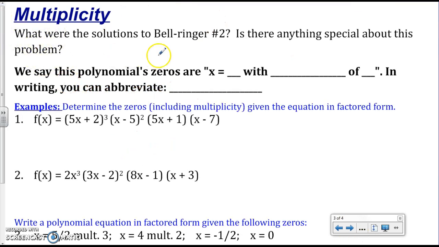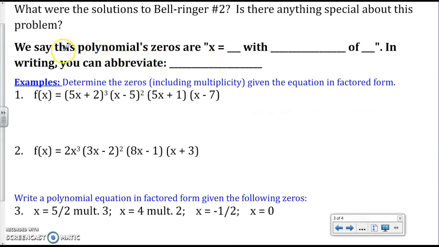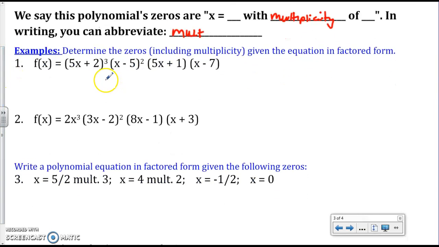Okay, so multiplicity. We say that the polynomial's zeros are x equals blank with a multiplicity of blank. Sorry if you can hear the breathing in the background. In writing, you can abbreviate that to mult instead of multiplicity. Okay, so now we're going to work our way backwards. We're going to tell the zeros.